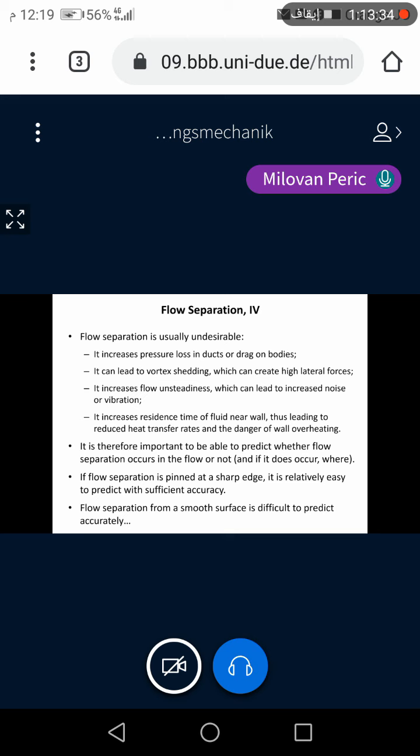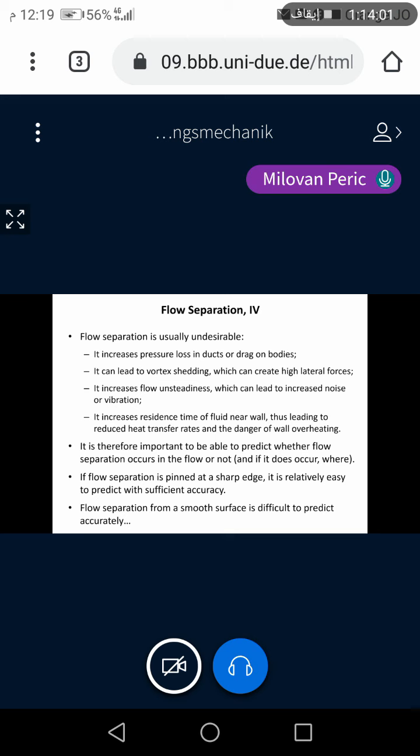It can lead to vortex shedding, which then creates high lateral forces, so that can be dangerous for the structural integrity of the flow domain. It increases flow unsteadiness, which can increase noise and vibration. And also it increases the residence time of fluid near the wall. And that can lead to reduced heat transfer and danger of overheating.